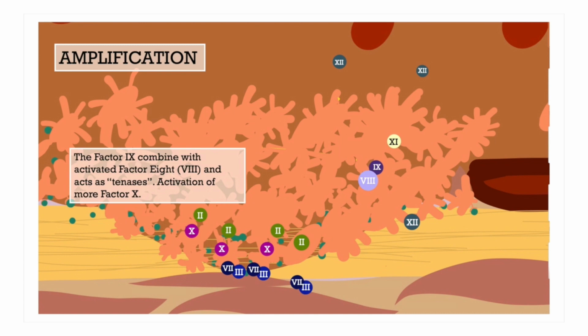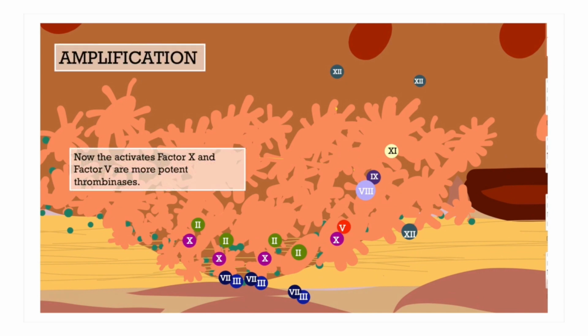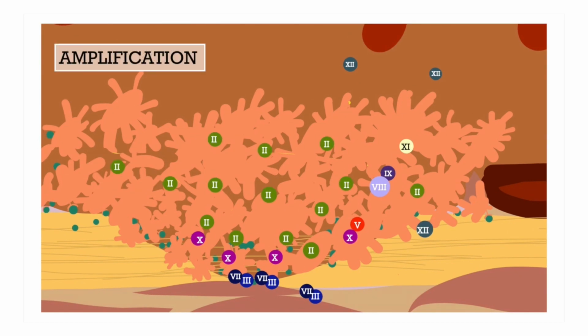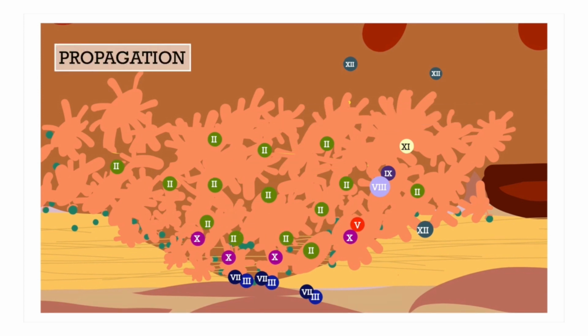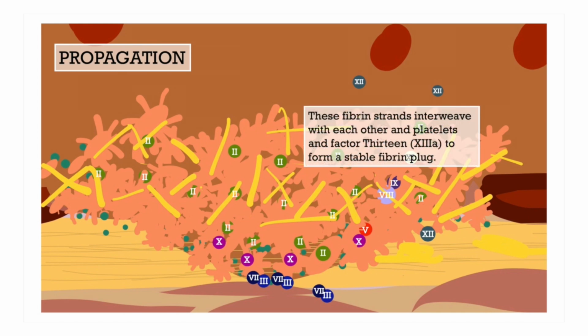Activated factor 10 and factor 5 converts lots more prothrombin into thrombin, up to 300,000 times more than the initial amount in the initiation phase. This is known as the thrombin burst. This leads us on to the propagation phase. The thrombin cleaves fibrinogen into fibrin. Fibrin and factor 13 interweave in the platelet plug, leading to a strong fibrin clot. And that's the cell-based model.